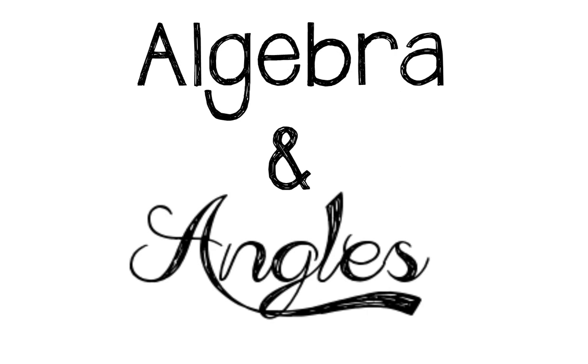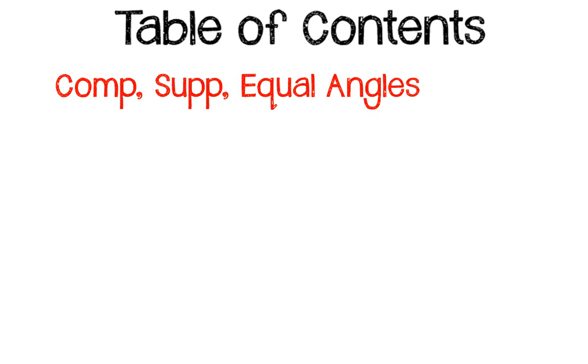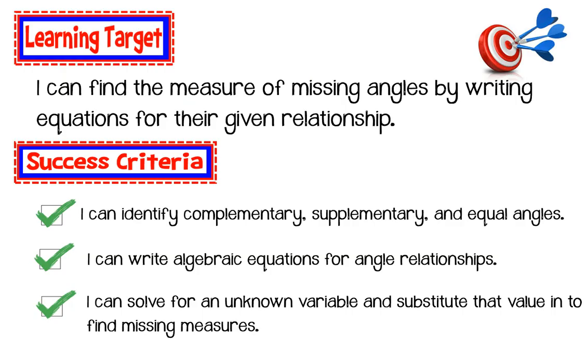Alright, this tutorial will help you to write algebraic equations for examples that show angles. Now we're going to go back and review some 7th grade material here with complementary, supplementary, and equal angles. So if you're following along in your notes, write this in the table of contents and write down the appropriate page number. Again, we're going to revisit a 7th grade standard of finding the measure of a missing angle by writing an equation for their given relationship.